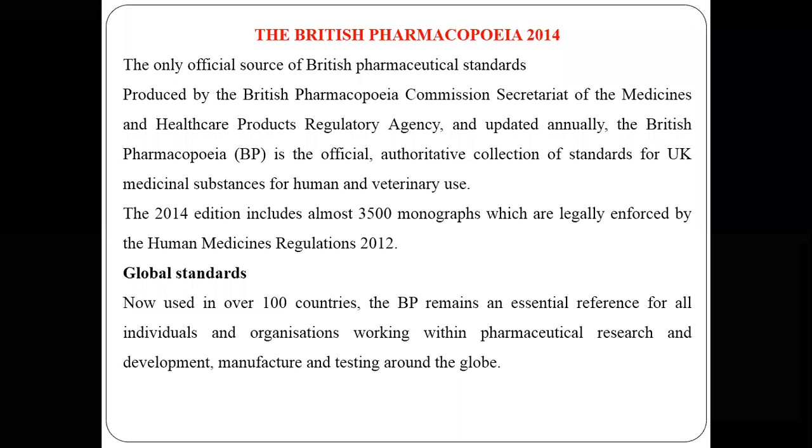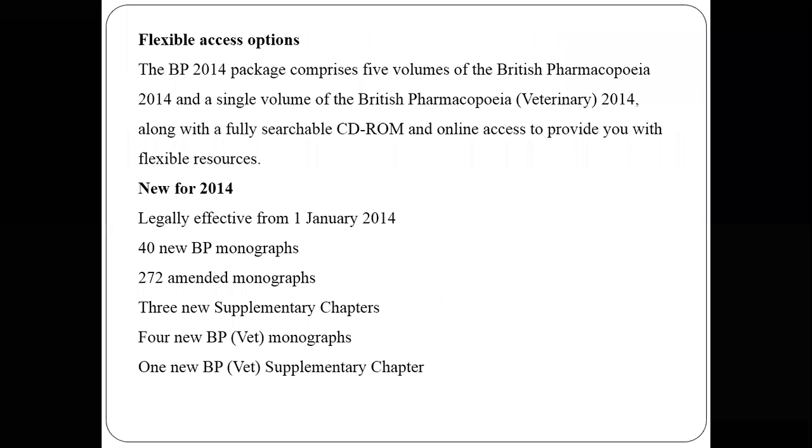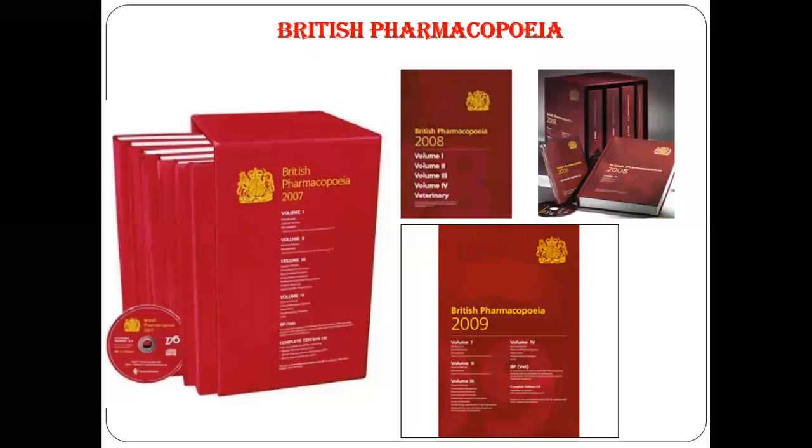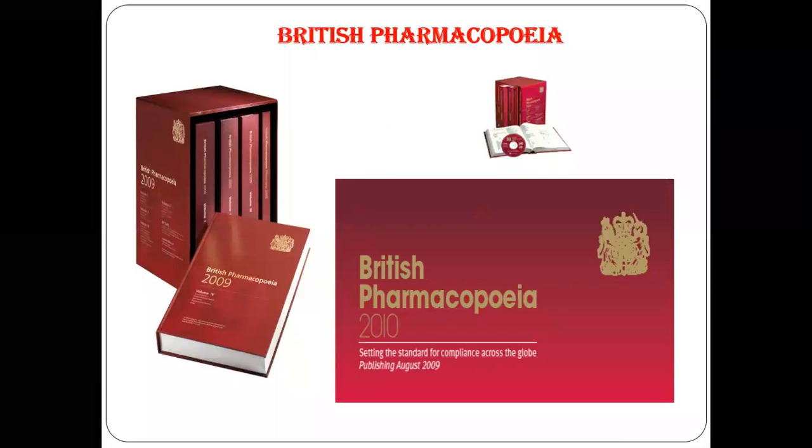Then after that, the 2014 British Pharmacopoeia came. In this pharmacopoeia, nearly 3,500 drugs have been added. This is the color of the British Pharmacopoeia. There are little bit of changes between the British Pharmacopoeia and the Indian Pharmacopoeia.